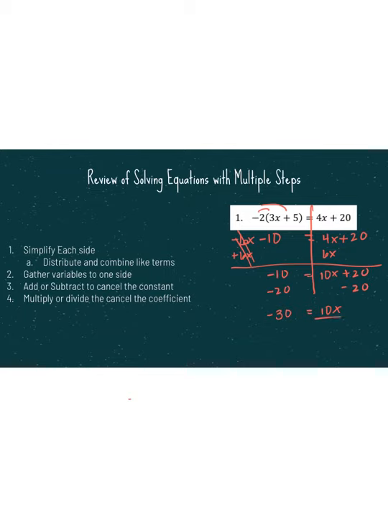And then to get that x all by itself, right now they're being multiplied, so I'm going to divide by 10. Let's divide by 10 on both sides. So x equals -30 divided by 10 is going to give me a -3.